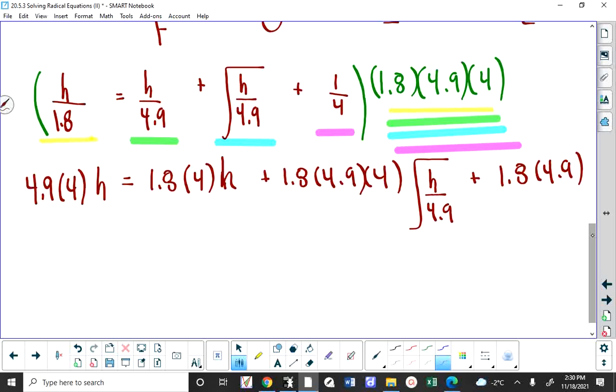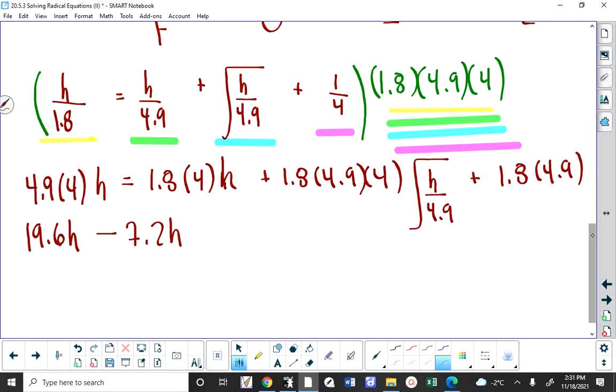So this is the first step in the problems where you have two radicals. Now what we need to do is isolate this radical so we can square both sides to get rid of it. And this is a nightmare of a question. Let's multiply these together. I want to say 19.6. So you have 19.6h. I'm going to subtract this. And this is 7.2h, I think.